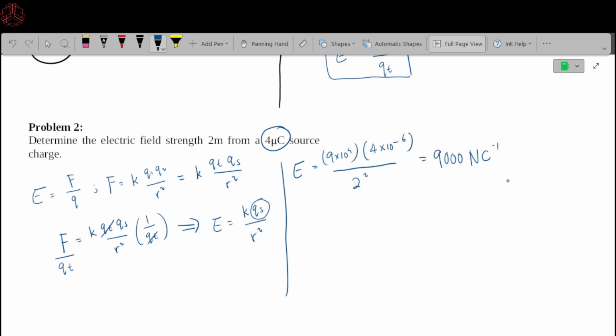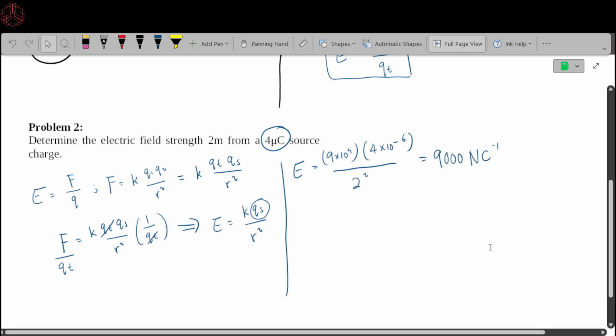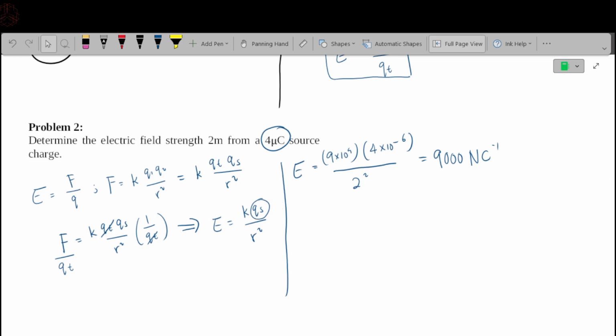So for every coulomb that the test charge has, it will experience 9,000 newtons. Again, I haven't touched anything about direction. I'm merely calculating the magnitude of how much force one single charge of 1 coulomb is going to experience. I will deal with the direction in the next problem.